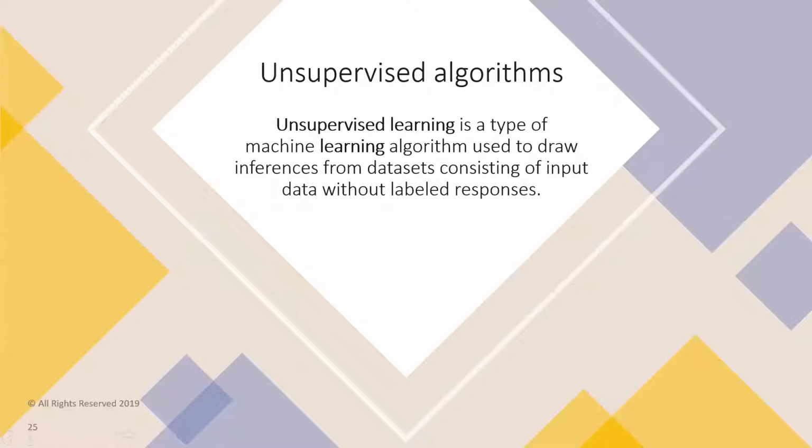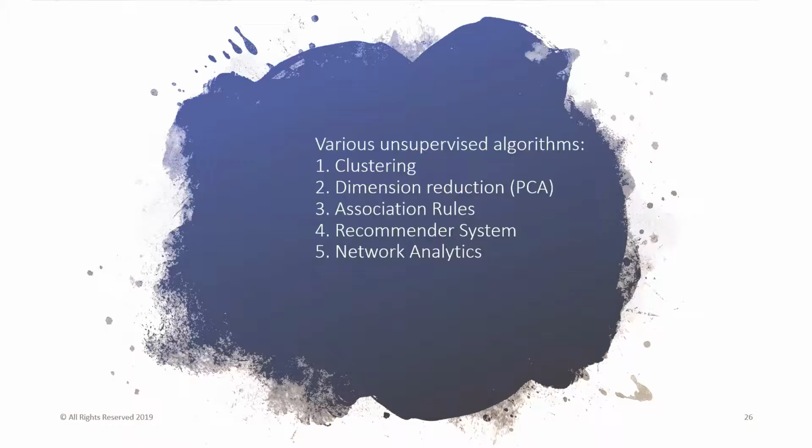Okay, so how many types of unsupervised learning algorithms are there? So we have got many. Basically, these 5 are used in our data science machine learning: clustering, PCA, association rules, recommender systems, network analytics. Okay, I'm going to discuss each and every one in detail, right? So today we will discuss about clustering.